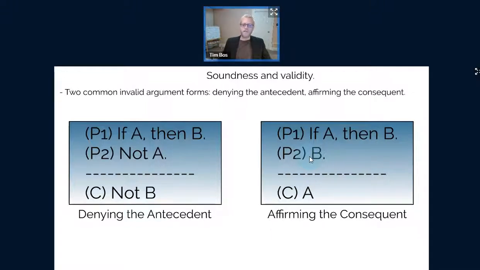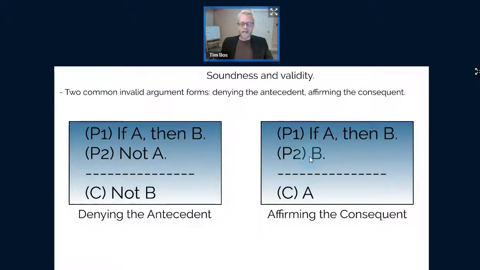And then the other one we looked at was affirming the consequent. Again, you can see the language that I'm using, right? In an if-then statement, the first part, the part right after if, is called the antecedent, and the part right after then is called the consequent, right? If A, then B. So B is the consequent. So what is premise number 2 doing? It's affirming the consequent. So these are two common invalid argument forms. So anytime you see something in this format, you know that it's not deductively valid.